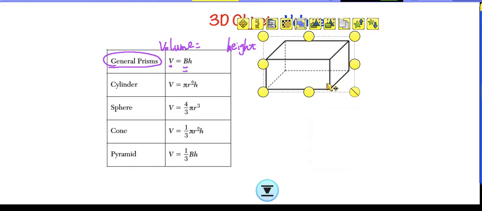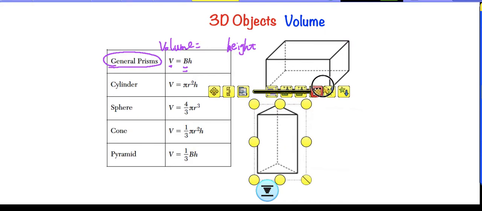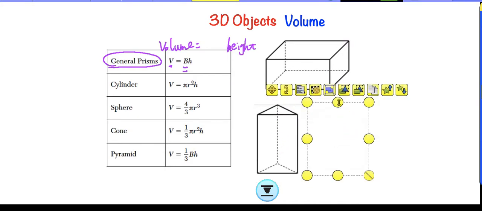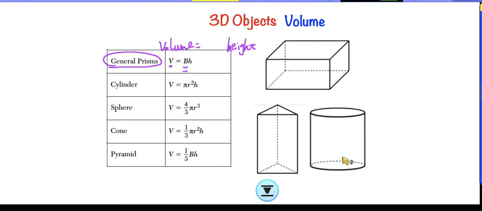This is a rectangular prism. This is a triangular prism. Even a cylinder you can consider a special case, because the top and bottom have exactly the same shape, and this is the vertical distance. Capital B stands for base area. So that means if I can find the area of the base, and then multiply by the height, I will get the volume. If I find the area of the base and multiply by the height, I will find the volume.